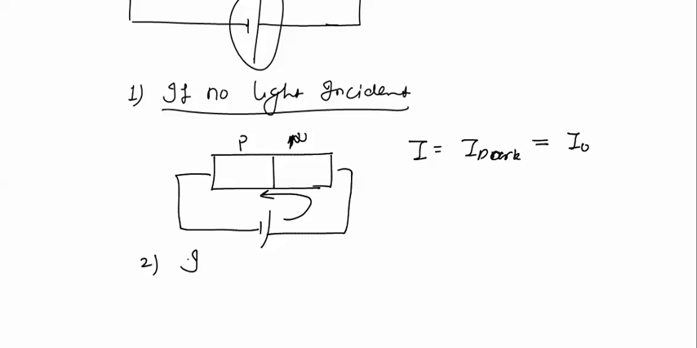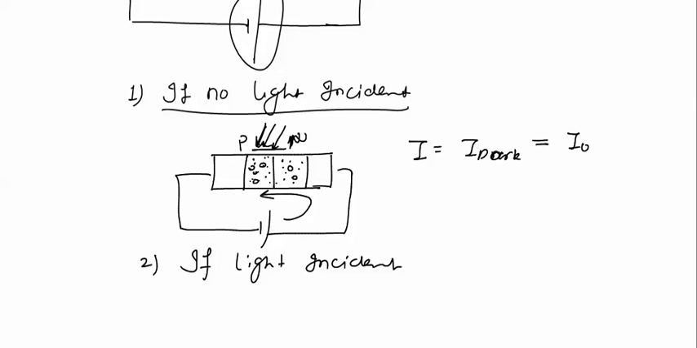Second case, if light is incident on this diode, then the bonds in this depletion layer will be broken, because in the form of light we are supplying energy to these electrons which are in bonding in this depletion layer. So after getting sufficient energy, these electrons will break the covalent bond and there will be a large number of charge carriers generated in this depletion layer.